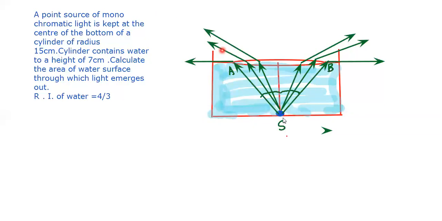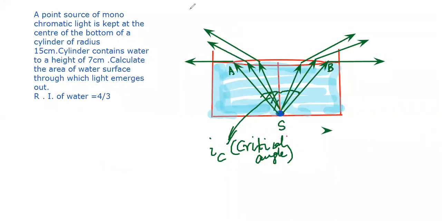Now over here, this is the source, and light is going from denser to rarer medium, so it is bending away from the normal. For a particular angle of incidence, this is the angle I am talking about, this is IC, the critical angle. For this angle, the angle of refraction becomes 90 degree.